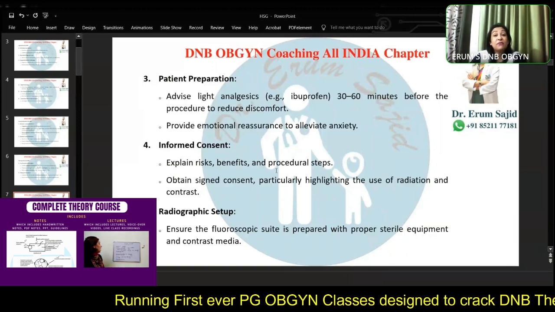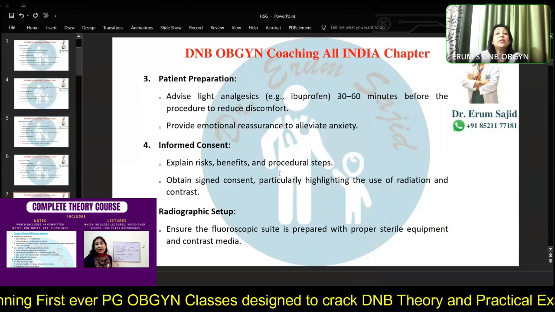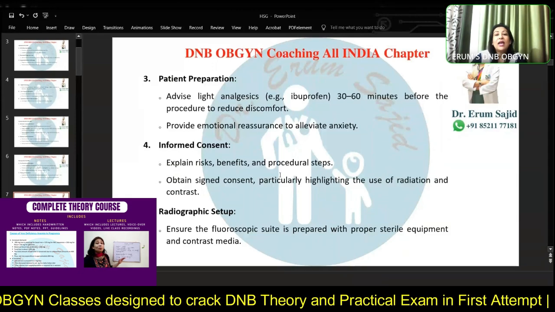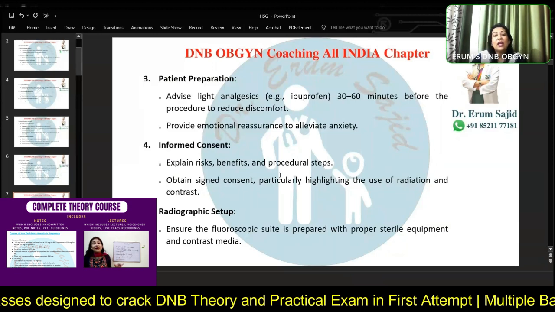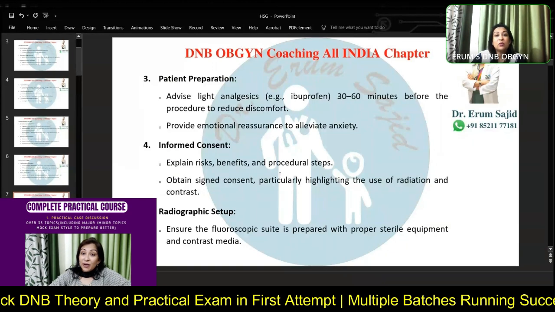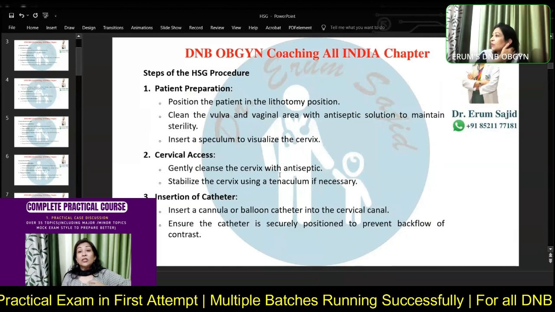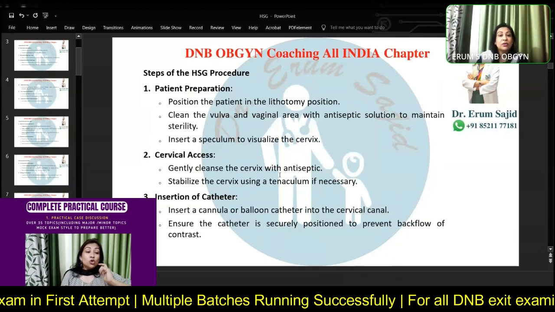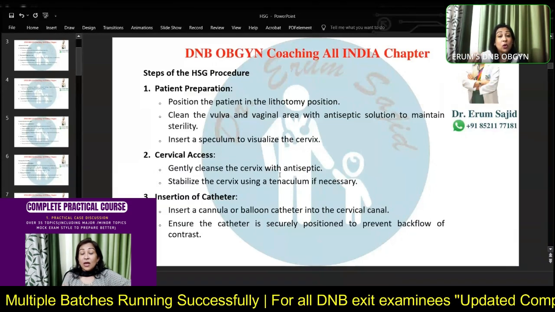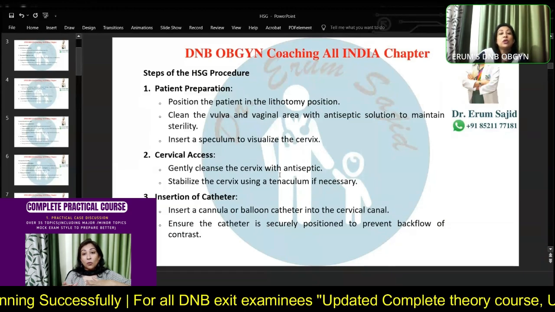Then explain the risks and benefits of the procedure and the steps. Obtain signed consent, particularly highlighting the use of radiation and contrast dyes. It's a radiographic setup, isn't it? And then, of course, you need a proper setup with a sterile HSG set in which you have all the cannulas and the uterine sound. Then you have gloves, a syringe, one bowl, some gauze and betadine because you want to clean, and then certain sheets. You require all these things.